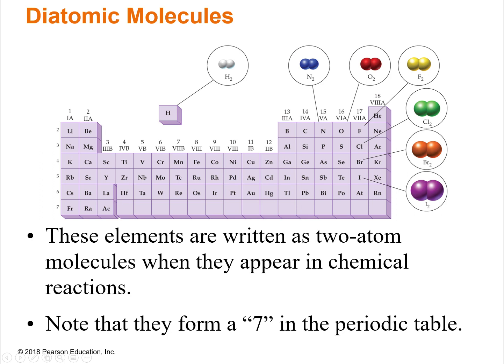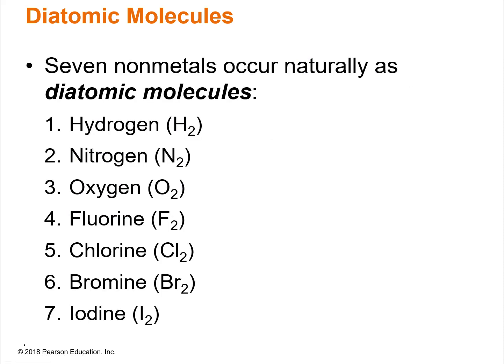So shown here are the ones that form diatomic molecules. So it's hydrogen, and then you've got these others here: nitrogen, oxygen, fluorine, chlorine, bromine, and iodine. They form a 7 in the periodic table. These are the only ones that form diatomic molecules naturally, and that's the only way you see them. This is a list of all those. So you're definitely going to want to keep this in mind when you're writing out your chemical equations, and also when you get to balancing equations, which is what we're moving on to.